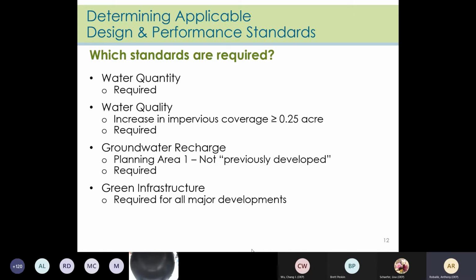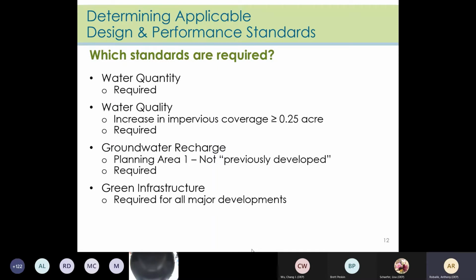However, under the amended rules effective March 2nd, it would be motor vehicle surface that you would look at, or regulated motor vehicle surface. And if you look at the site plan, it definitely has an increase of motor vehicle surface greater than a quarter acre, so water quality would still be required.